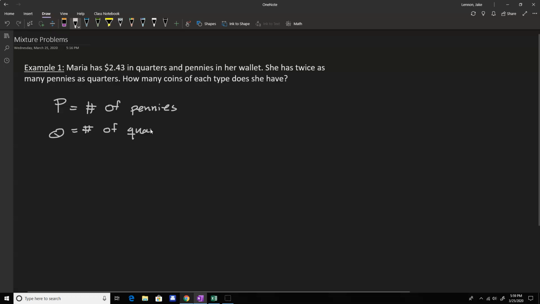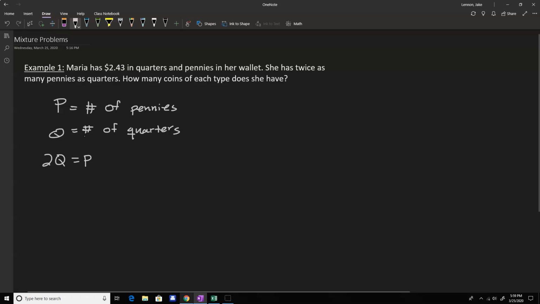Okay, and then that additional piece, how are they related? Well, we know she has twice as many pennies as quarters. So she has fewer quarters, so if you double the smaller amount, that has to equal the larger amount. So essentially that means 2 times Q has to be the same thing as P. They total to 243 cents.